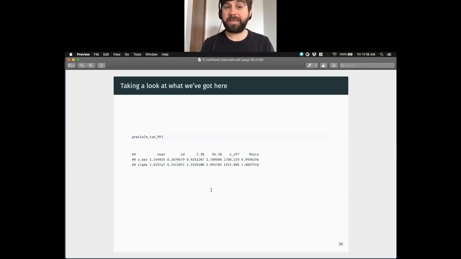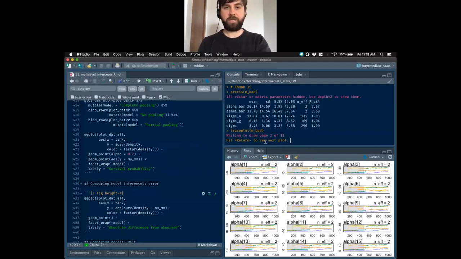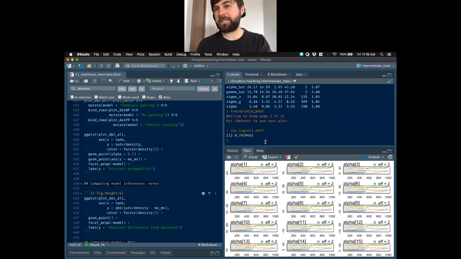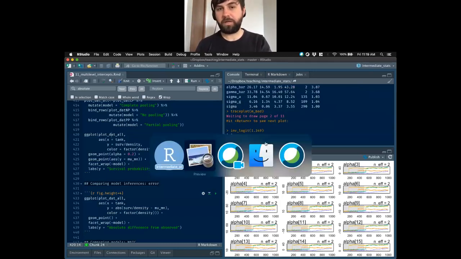Now here is what we get when we just look at our two hyperparameters, A bar and sigma. Okay, so A bar is, again, the average intercept for a tank, right? This tells us where the center of the tank intercept distribution is, and that's at 1.34. That could be informative. It says the average tank has a 1.349 log odds of survival, right? So we could exponentiate that to get it into an odds ratio. We could inverse logit it to get it onto the probability scale, right? So we feel good about interpreting logits. The inverse logit of 1.349 says the average tank has about a 79% probability of survival, right?